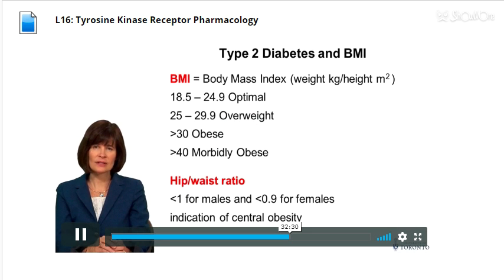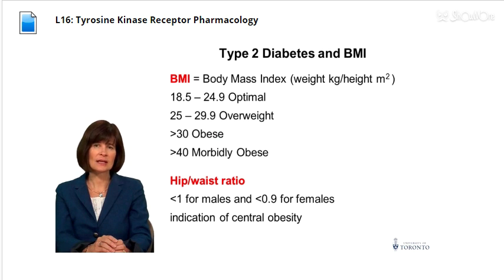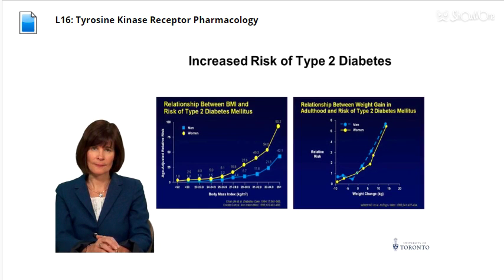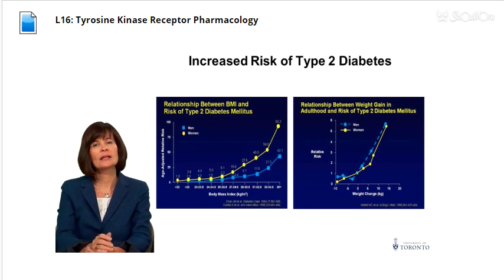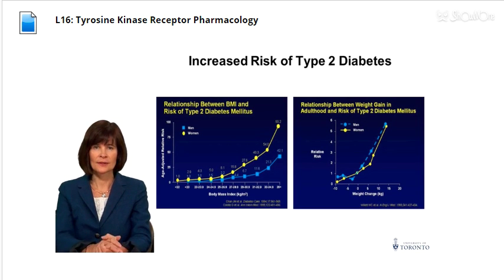Ratios higher than these are indicative of central obesity that is associated with an increased risk of type 2 diabetes. The graphs in these slides illustrate the increasing risk for diabetes as BMI increases. You can see that once a person has a BMI in the obese range above 30, their risk of diabetes increases dramatically.